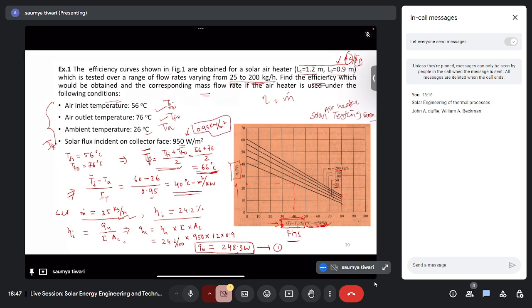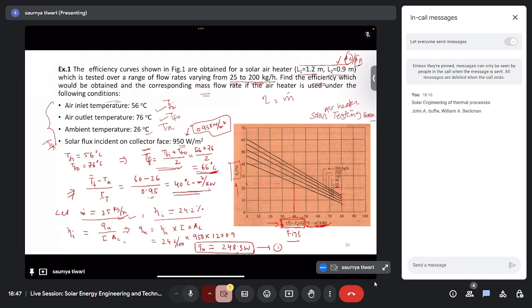So note that this calculation mistake doesn't happen. You have to always see what unit is given in the graph. So okay, it will be 0.95, so we will get 40 degrees Celsius meter square per kilowatt.